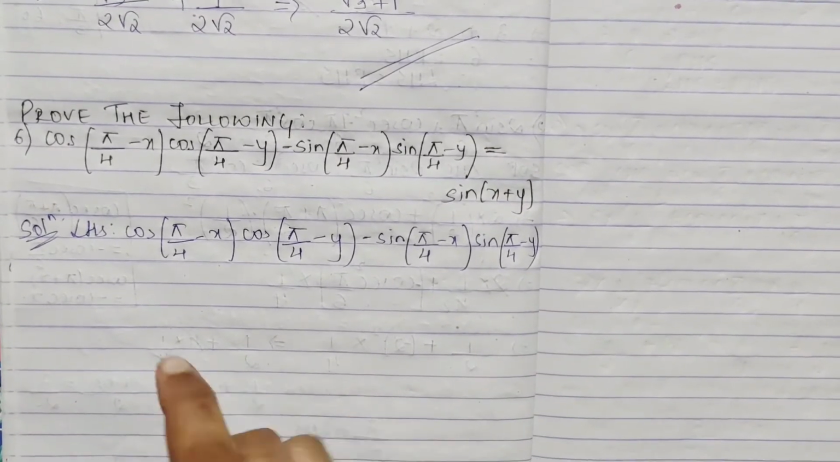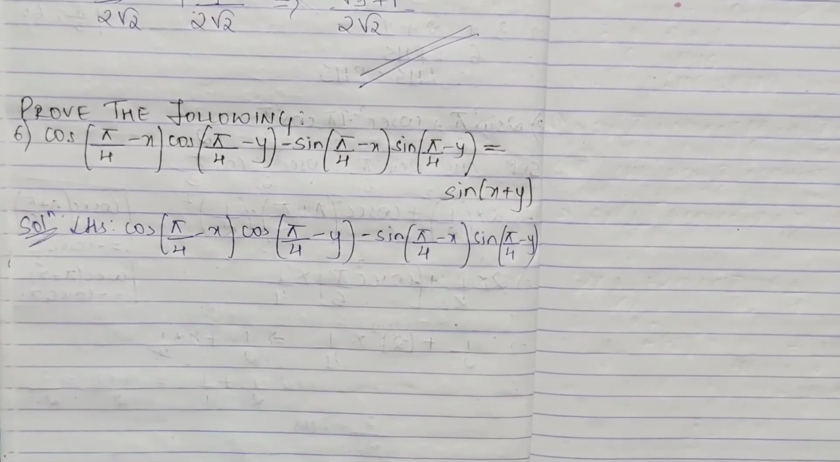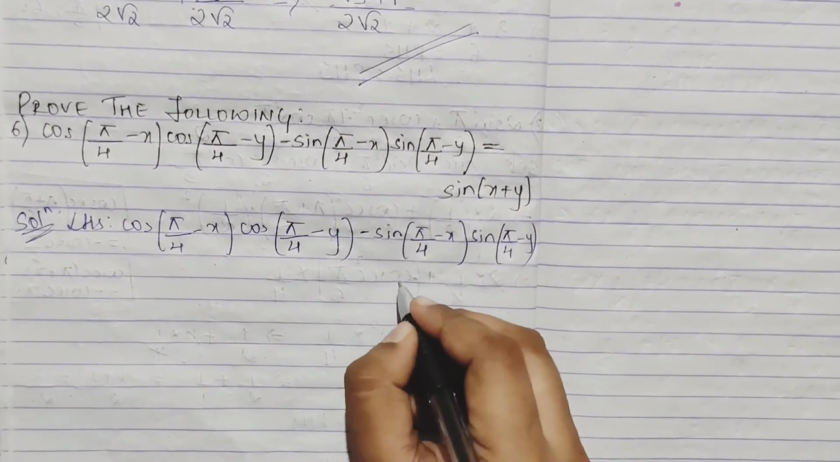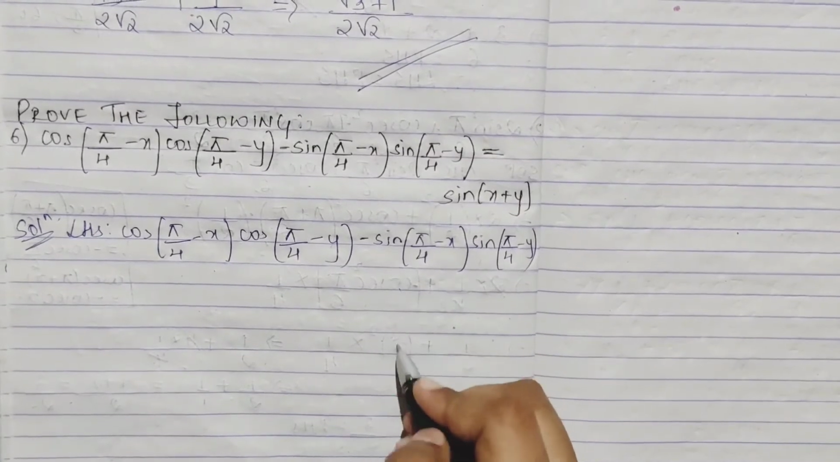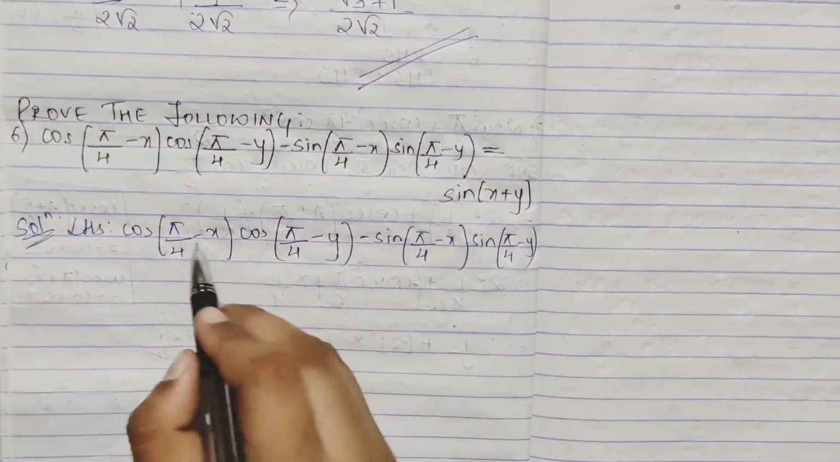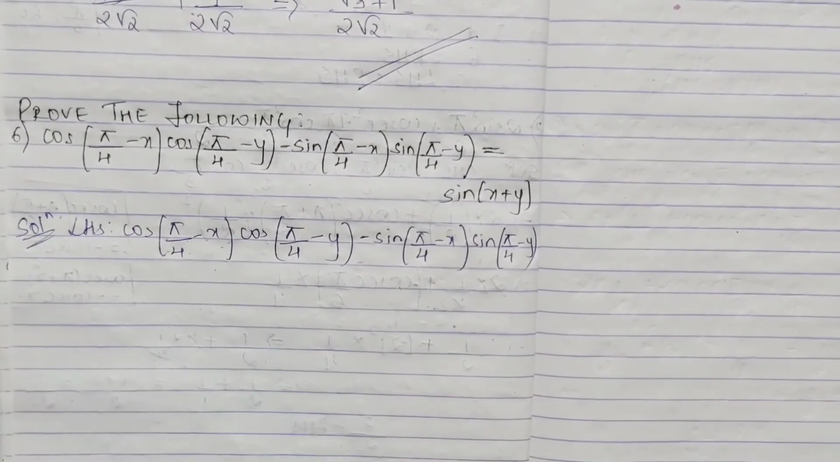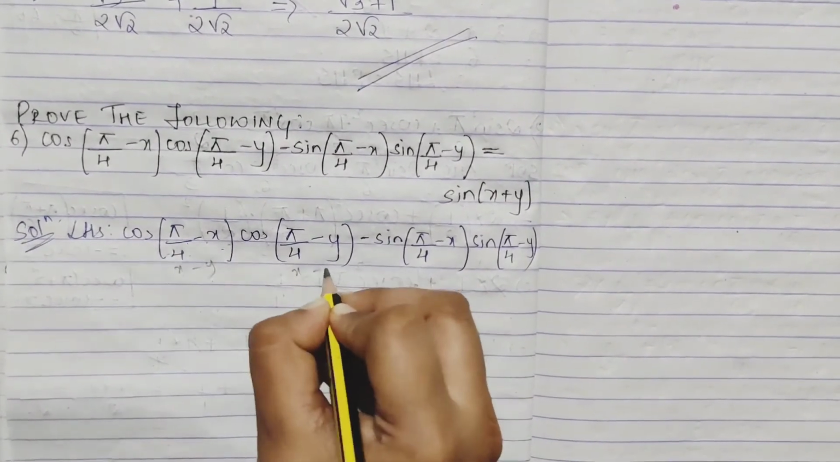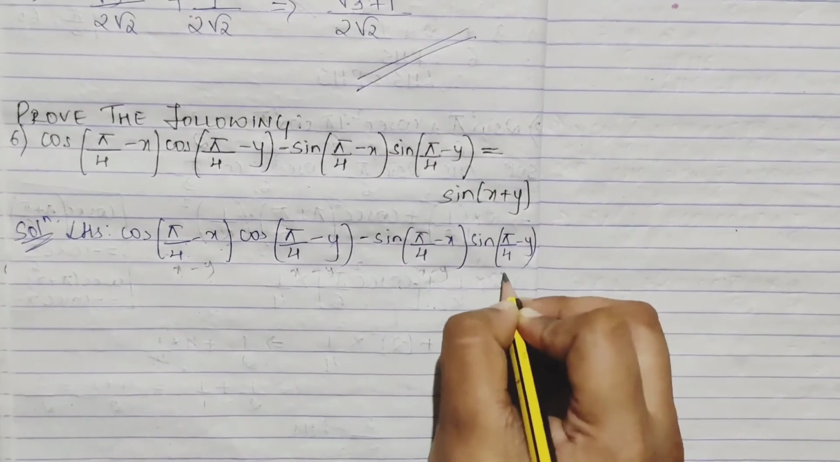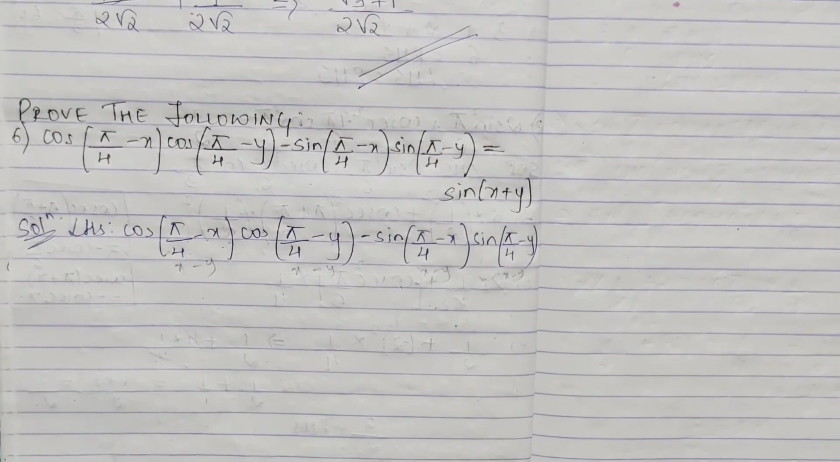Okay. Now you see this is cos(pi by 4 minus x)... so obvious. Start applying your identities. I don't have space here, but you should write here. Cos of x minus y, it is x minus y, so don't get confused. This is also x minus y, this is also x minus y. So using all those identities.